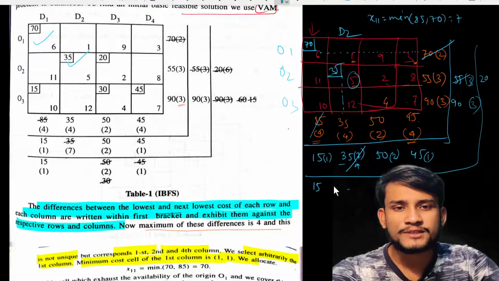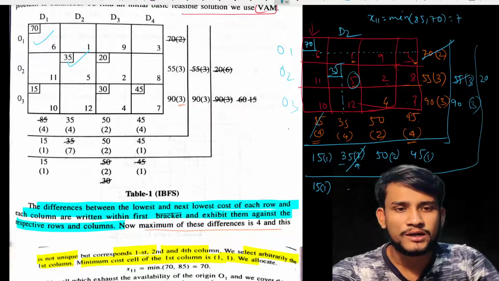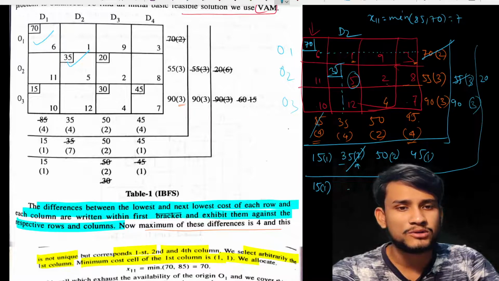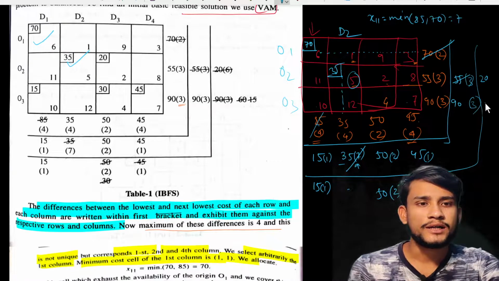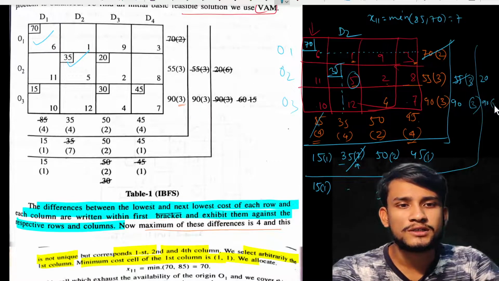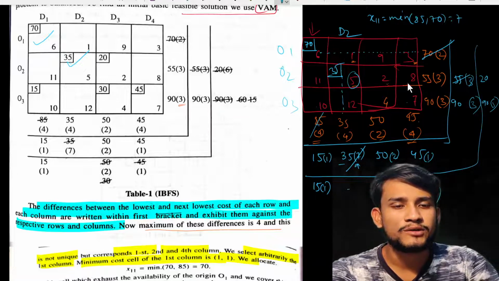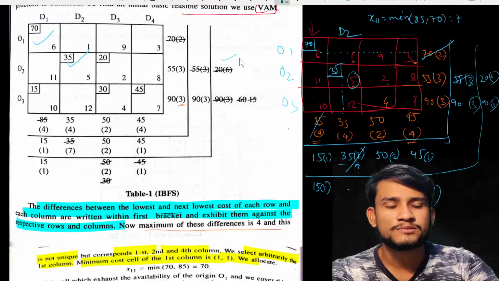Here 15 units remaining, and this is exhausted. Here 50 units are needed for the demand, and the difference between minimum and second minimum cost is the same, and here also 45 and the difference is the same. Here 90 units are needed and also the same. So this is 3, this is 2 and 6 and 11, 2, 8 and 11, so the difference between minimum and second minimum is 6 units.